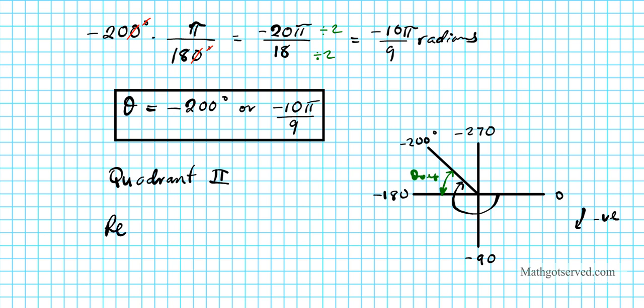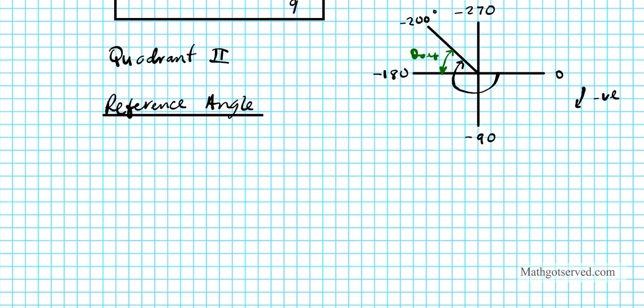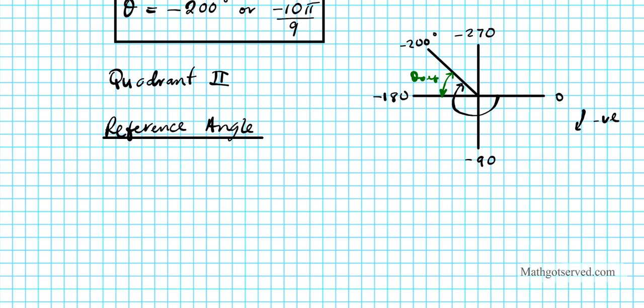So the reference angle is going to be the angular separation between 200 and 180. Remember, a reference angle is always positive, right? So we're going to ignore the negative sign here and just focus on the magnitude of the number. So theta ref equals the bigger minus the smaller, 200 minus 180, and that's going to be 20 degrees. Alright, so that's the degree form of our reference angle.